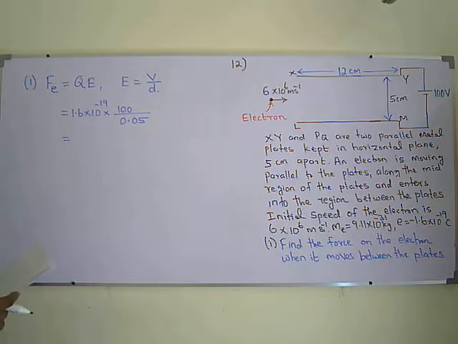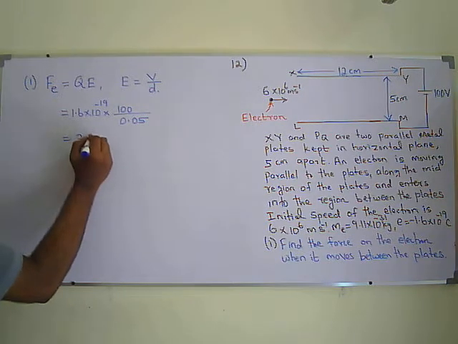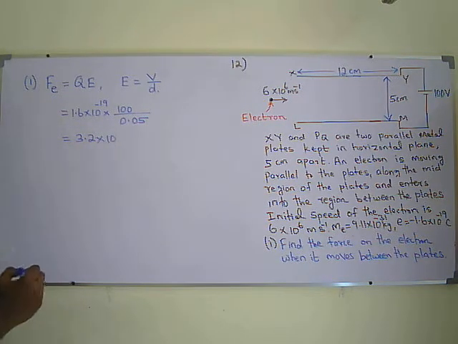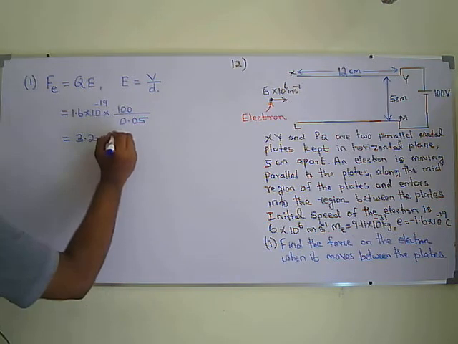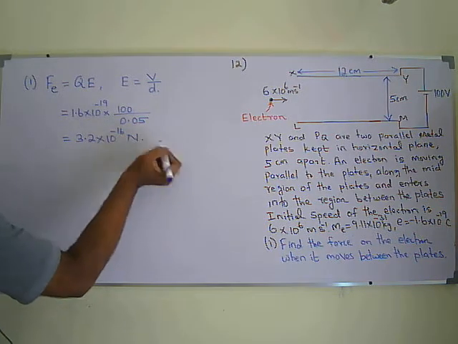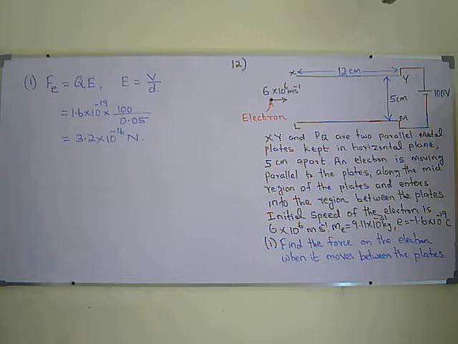So the electrostatic force on the electron will be 3.2 × 10^-16 Newton. That's the answer for the first part.